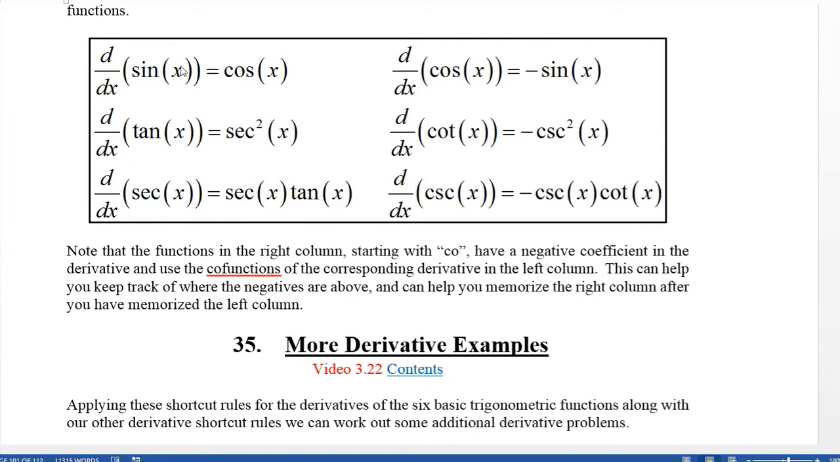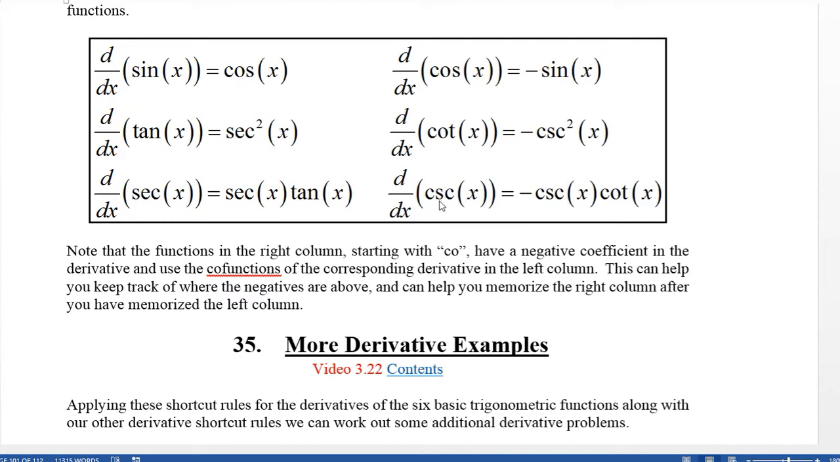This is Jack Jackson. In the most recent set of videos, we derived these derivative formulas for the 6 basic trig functions. Let's review real fast. The derivative of sine x is cosine x, the derivative of tangent x is secant square of x, and the derivative of secant x is secant x times tangent x.